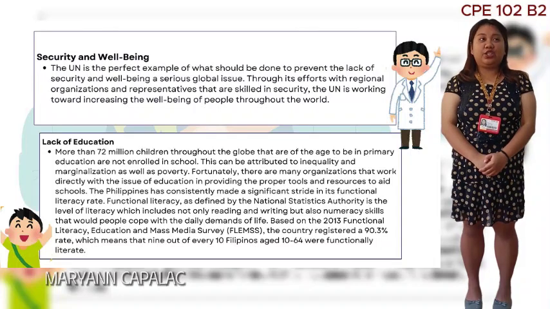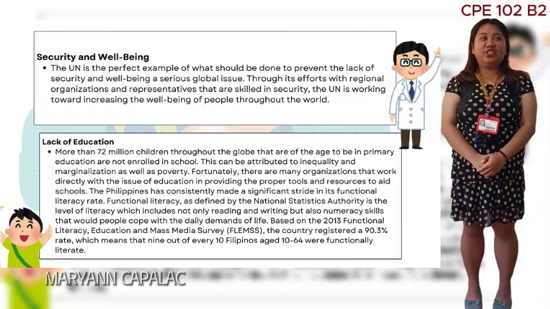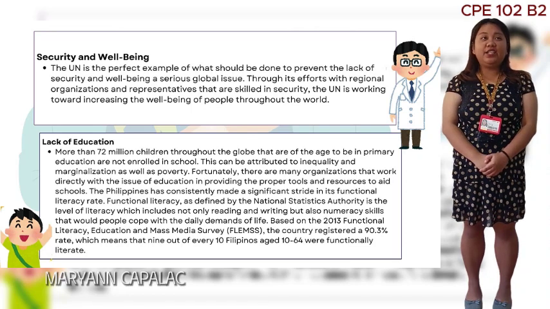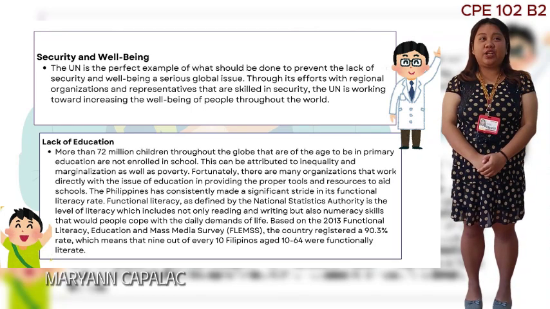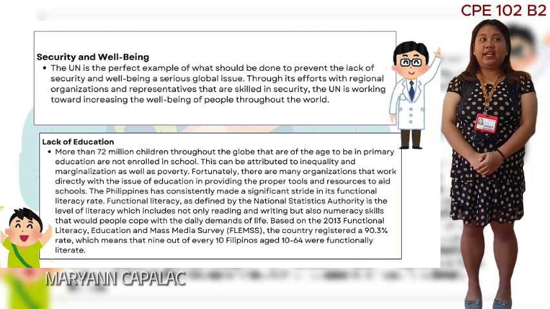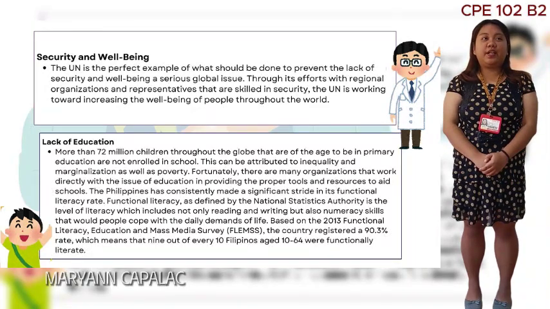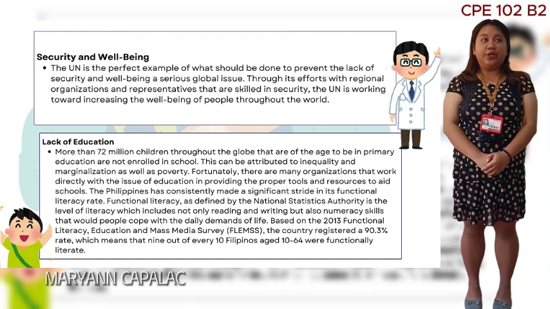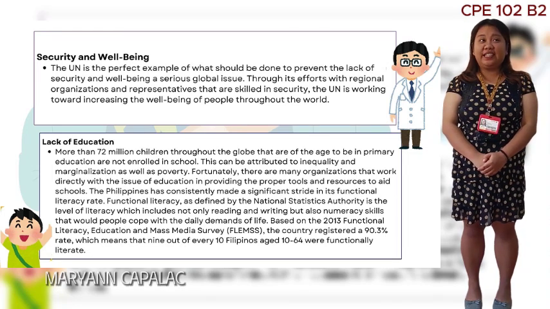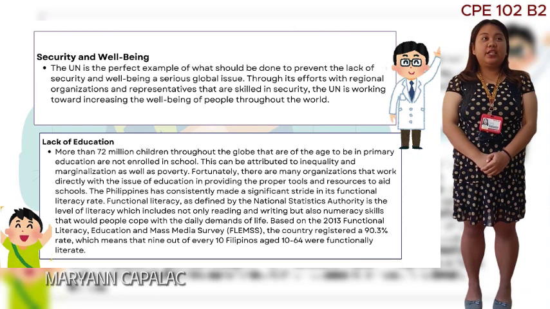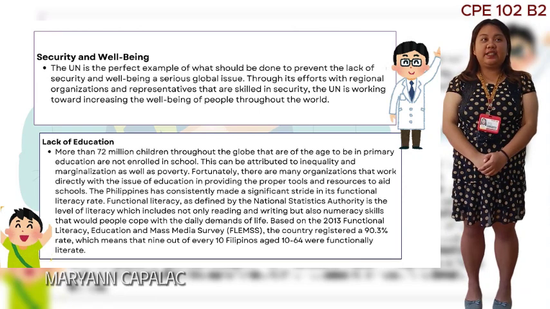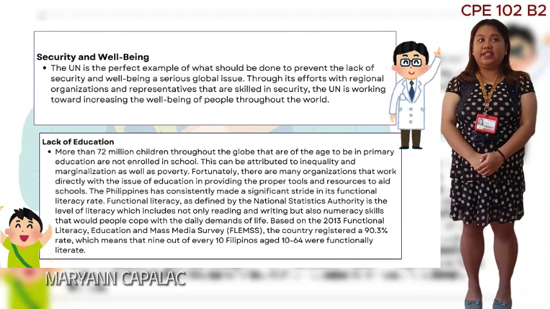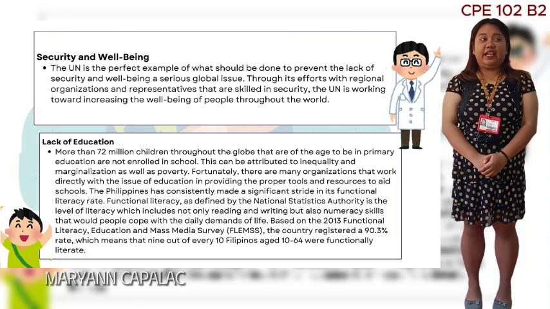Lack of education. More than 72 million children throughout the globe that are aged to be in primary education are not enrolled in school. This can be attributed to inequality and marginalization as well as poverty. Fortunately, there are many organizations that work directly with the issue of education in providing the proper tools and resources to aid schools. The Philippines has consistently made a significant stride in its functional literacy rate.